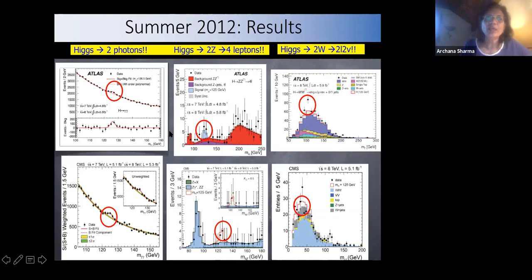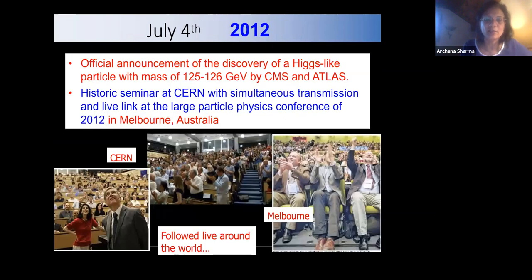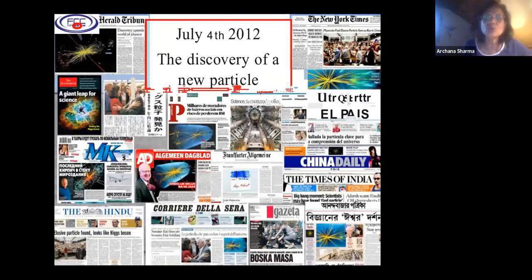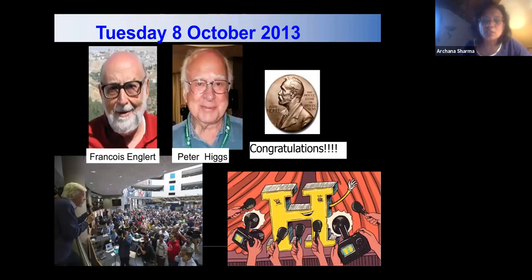It shows like a blip on this picture, but this blip eventually was shown live all over the world in conferences, eventually reaching all newspapers and so on, eventually reaching the Nobel Committee. And on the 8th of October, François Englert and Peter Higgs were announced to be getting the Nobel Prize. And you see the big celebration in that same building that I showed you earlier. And that was our director general at that time, Rolf Heuer, and all of us, you can see, are very excited because the Higgs was actually discovered and it was born.